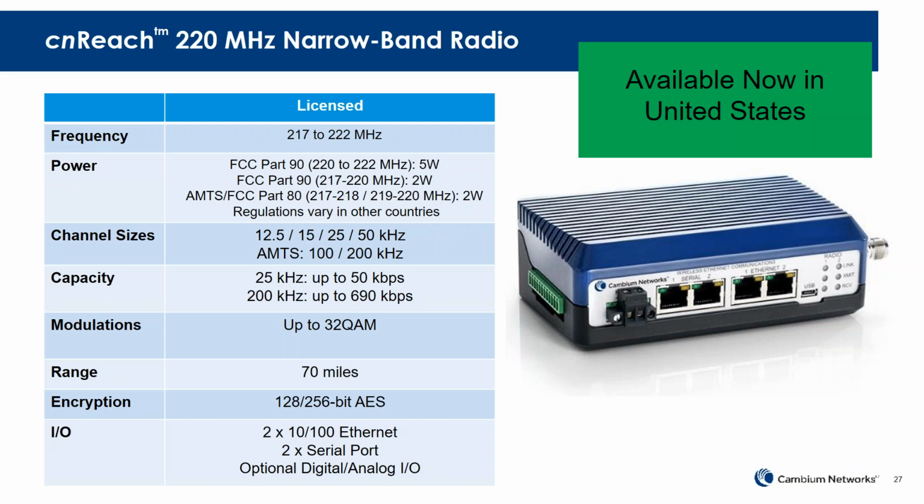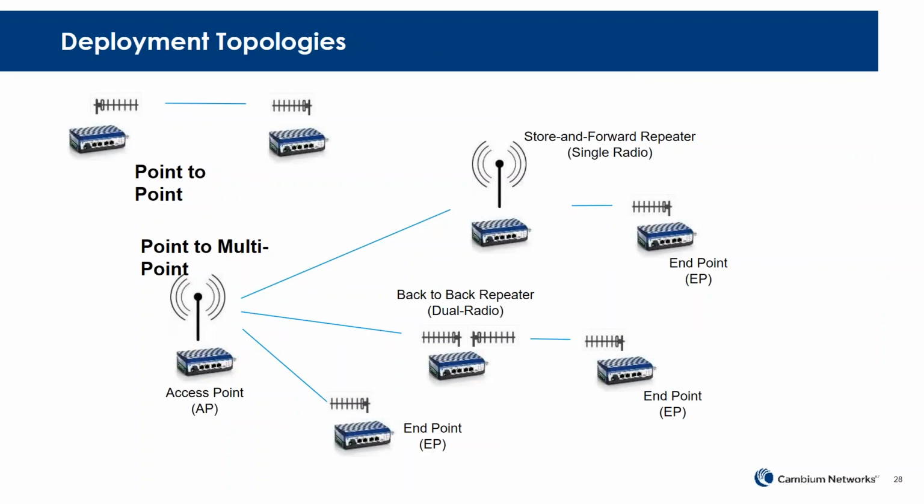Range is up to 70 miles. Certainly the propagation goes a long way with this, and certainly with some different antenna options, you can get a lot of coverage area with a small number of access points.